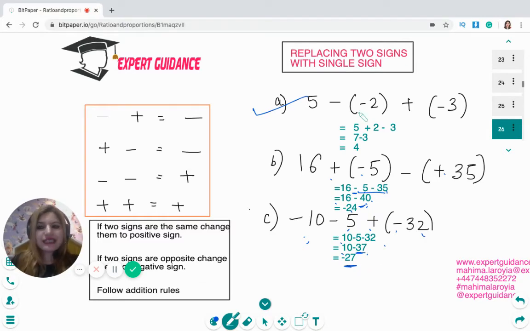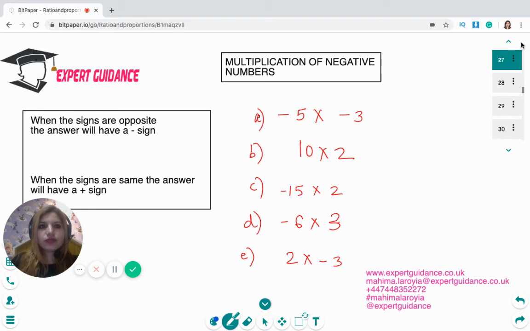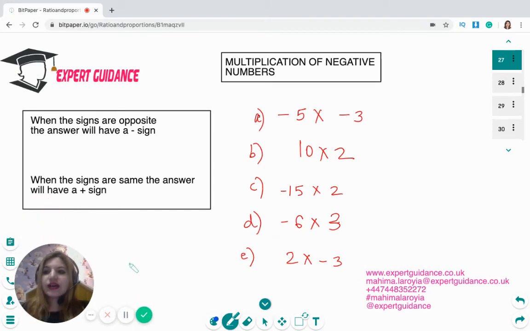Now for multiply and divide, you will do the multiplication and division, but the answer sign will depend on the signs. If the signs are opposite, the sign will be negative. If the signs are the same, the answer will be positive. So for example, minus 5 and minus 3. You will do normal multiplication. 5 times 3 is 15, but both the signs are the same, so the answer will be positive.